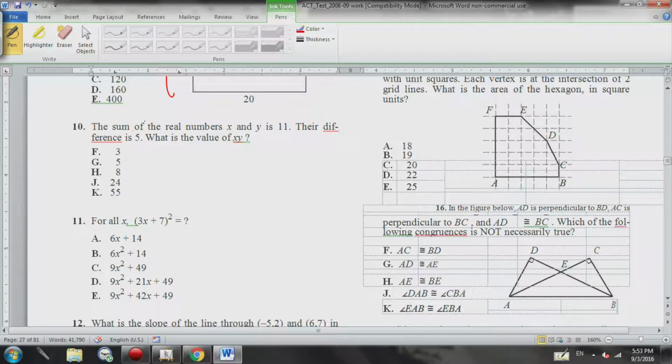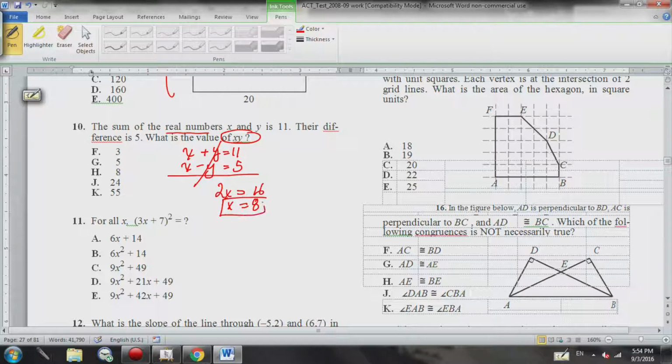Moving on, number 10. The sum of the real numbers x and y is 11. The difference is 5. What is the value of xy? Okay, so we're told that the sum of these two real numbers, x plus y, is 11. Their difference is 5, which means x minus y is 5. We are asked to find out what x times y is. Well, to do that, we have to solve for x and y. So, easy enough. Just add the two equations. This is the elimination method. So 2x equals 16, x is equal to 8.